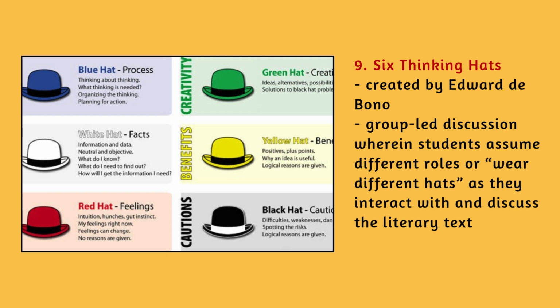The blue hat symbolizes process. The white hat focuses on facts or details that can be found in the text. The red hat looks at feelings or emotions of the characters in the literary material. The green hat is for innovations or creative ideas. The yellow hat is for the benefits or the advantages of a particular course of action, advantages of a proposal, for example, while the black hat is for cautions or disadvantages.